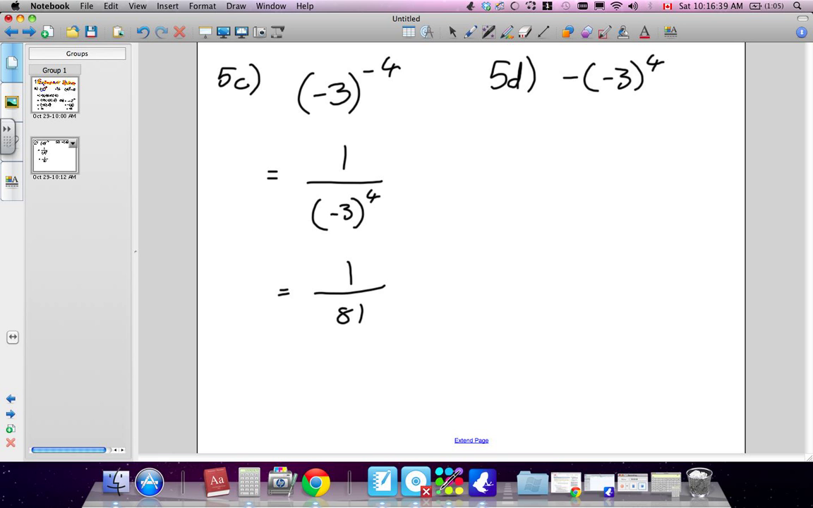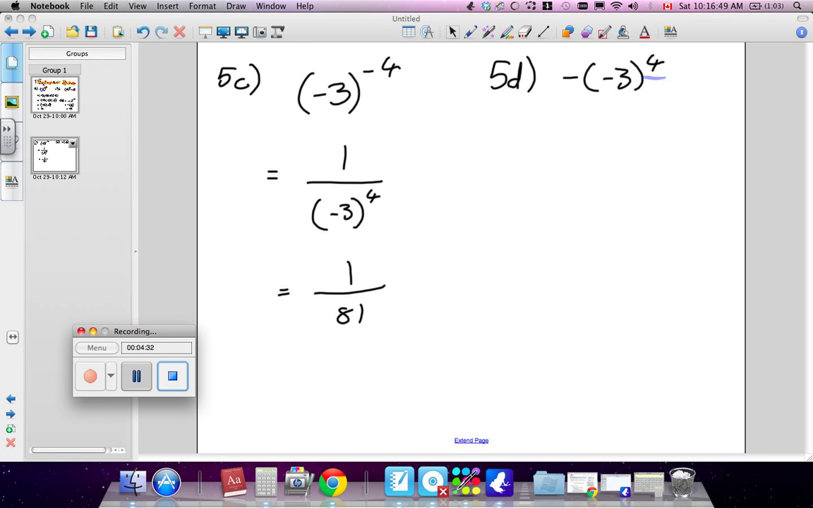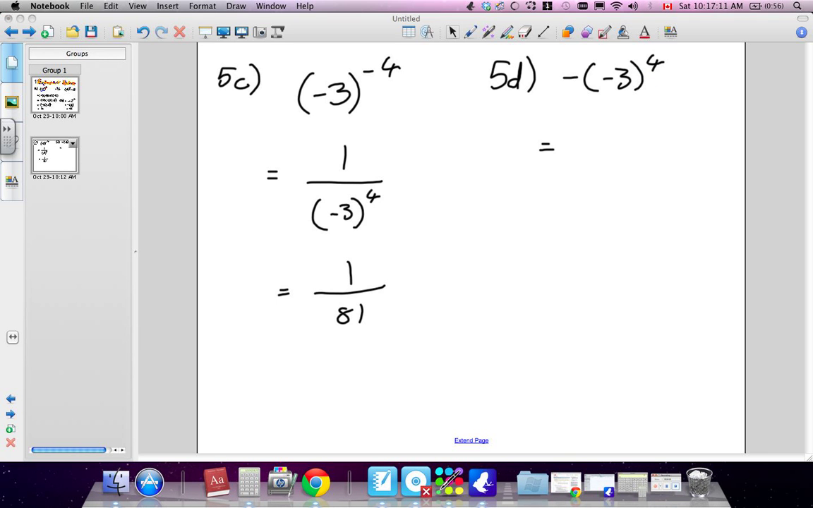Okay. So good. We do negative 3 to the power of 4. That's our base and our exponent. And we know it's going to be what? 81? Pretty good. Last question. What about that negative sign? What do I do with it on the outside? Multiply it. Yeah, that's right.